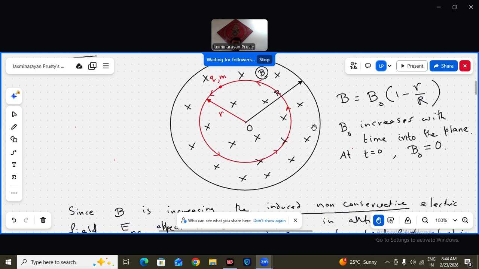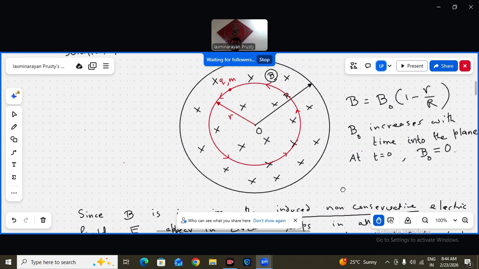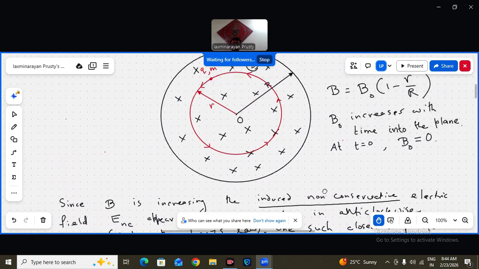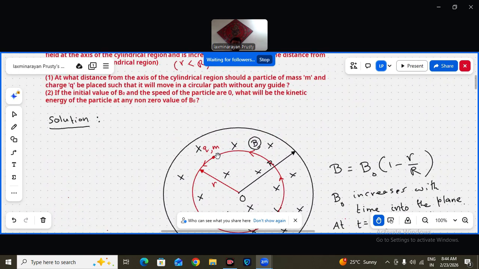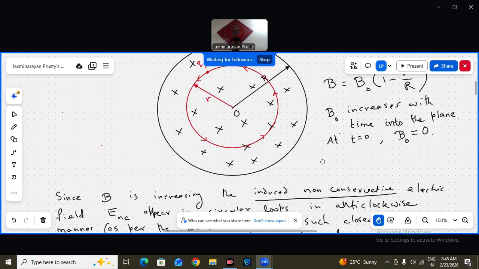At t equal to 0, B naught is 0. That's essentially what is given in the question. But the question is asking, where should I place this particle having mass m and charge q so that it will move in a circular path as B changes, maintaining this symmetry? What is the location of this point particle so that it will move on its own in a circular path with increasing speed?